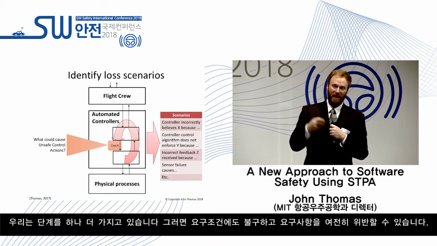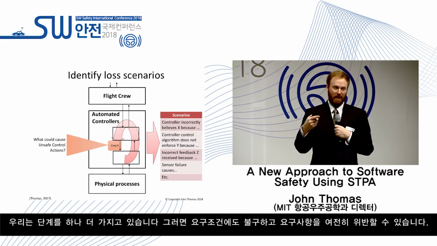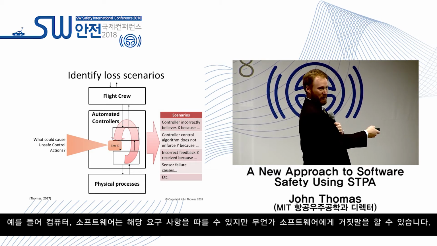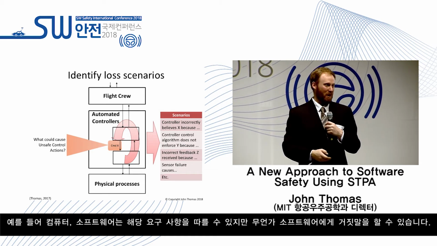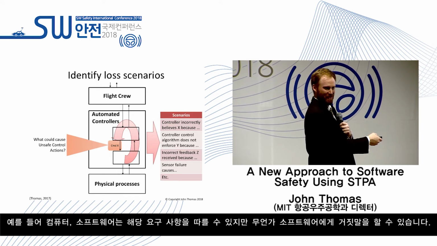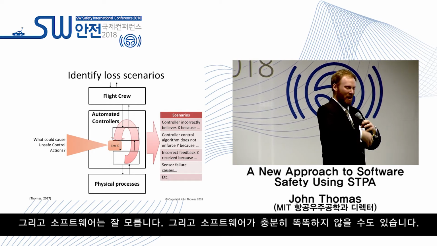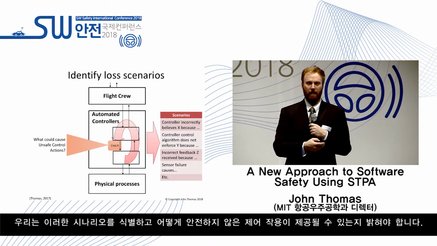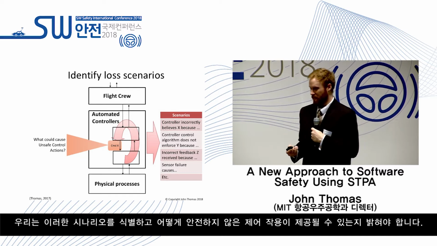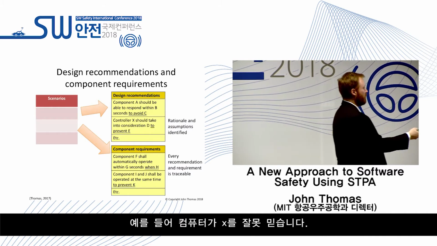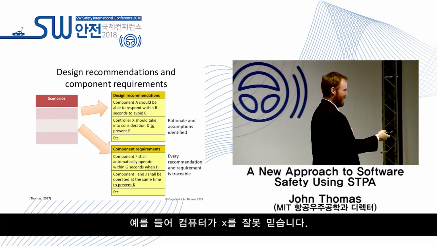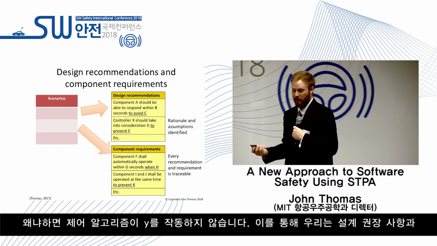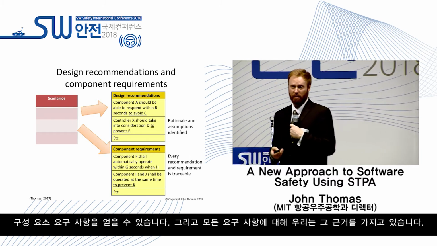We have one more step. Even with those requirements, they could still be violated. For example, the software may be following its requirements, but something may lie to the software, and the software does not know any better. It may not be smart enough. We need to identify these scenarios and determine how unsafe control actions could be provided. For example, computer incorrectly believes X because control algorithm does not enforce Y because. From this, we get design recommendations and component requirements.